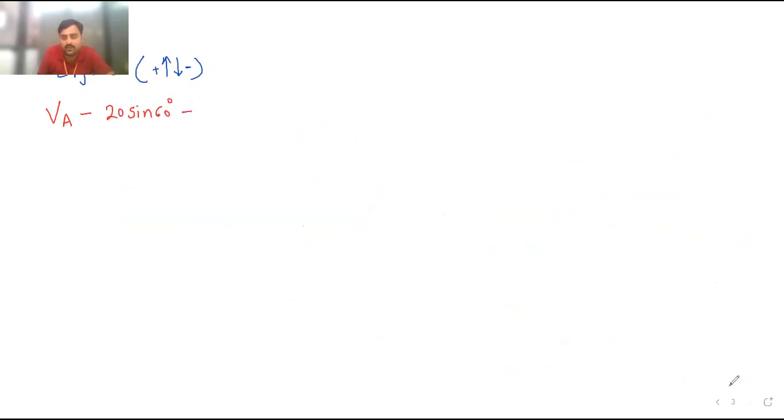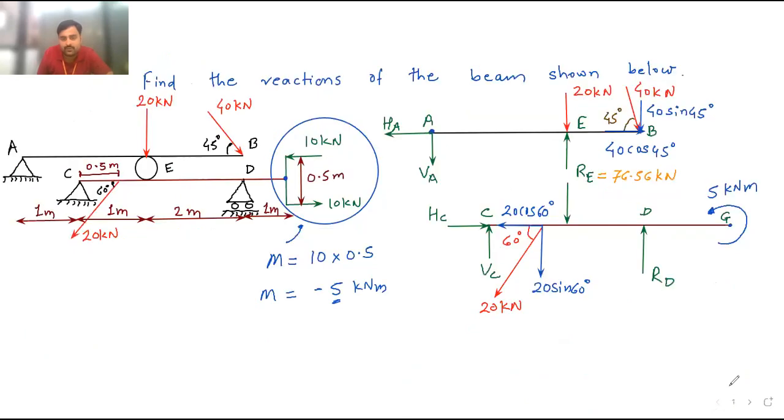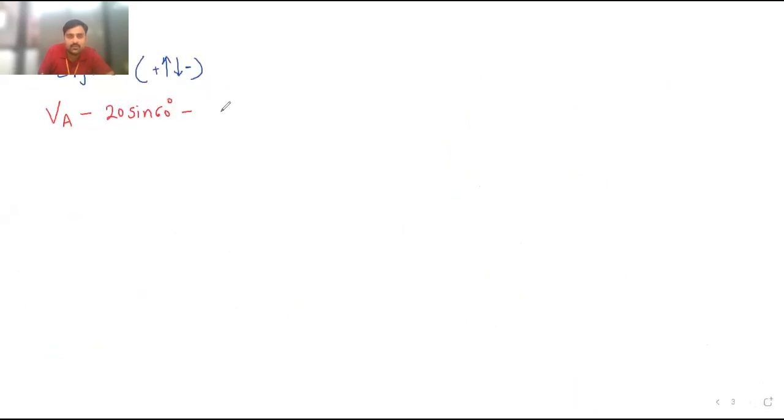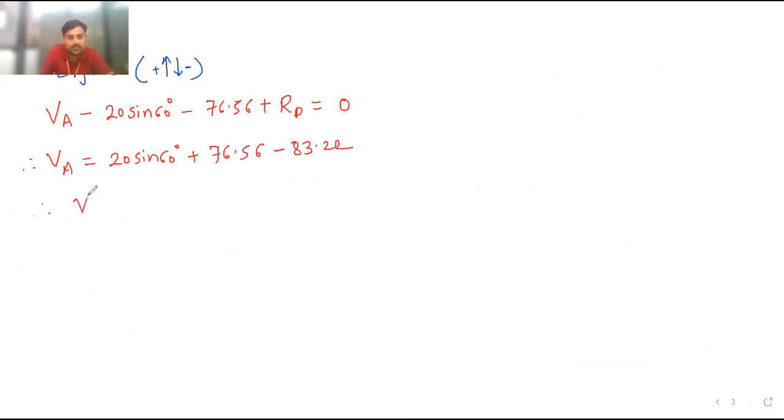minus RE. What is the value of RE? So the value of RE is 76.56. 76.56 plus RD is equal to 0. Therefore, VA is equal to this 20 sin 60, on that side it will become plus. This will also become plus 76.56, and this RD will become minus 83.20. Therefore, VA is equal to, let me know the answer.